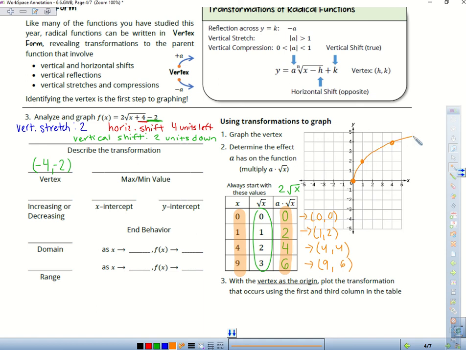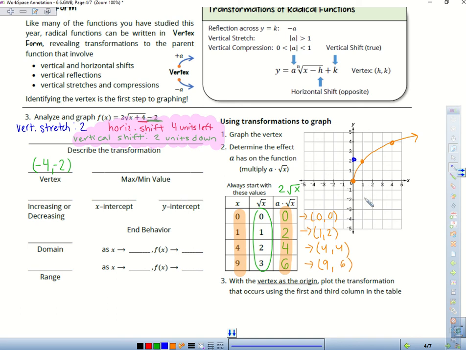Now keep in mind, this is not the final form of this graph. Now we have to apply our horizontal and vertical shift, remember? We still haven't applied these yet. So we're going to manually do this like we did back in geometry days. We're going to go 4 units left, 2 units down with each point. So 1, 2, 3, 4, 1, 2.